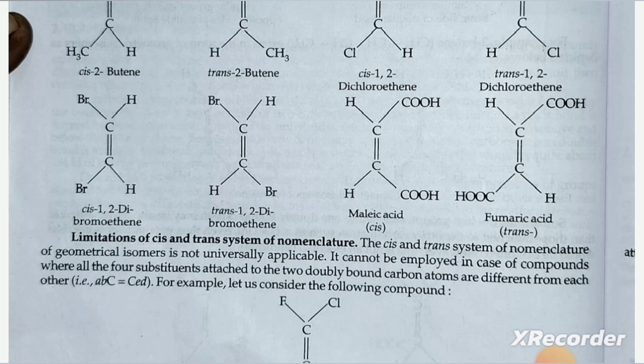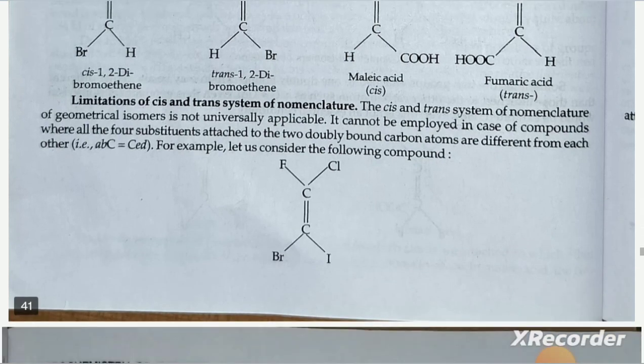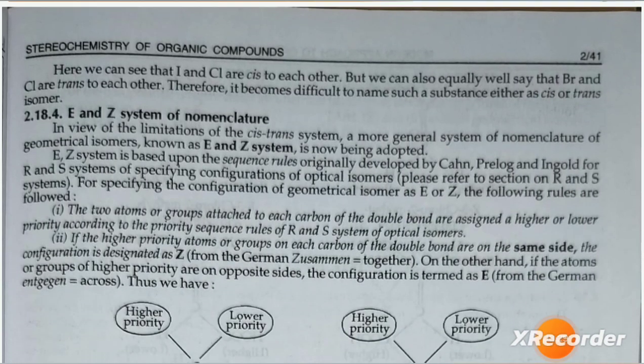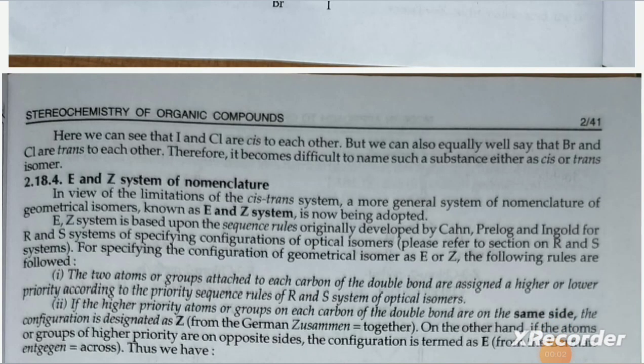Limitation of the cis and trans system of nomenclature. The cis and trans system of nomenclature of geometrical isomers is not universally applicable. It can be employed in the case of compounds where all four substituents attached to the two doubly bonded carbon atoms are not different from each other, as in ABC=CAB. For example, let us consider the following compound. Here we can see that I and Cl are cis to each other, but we can also equally well say that Br and Cl are trans to each other. Therefore, it becomes difficult to name such a substance either as a cis or trans isomer.